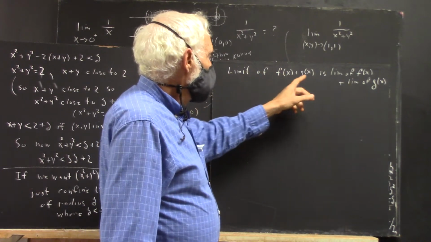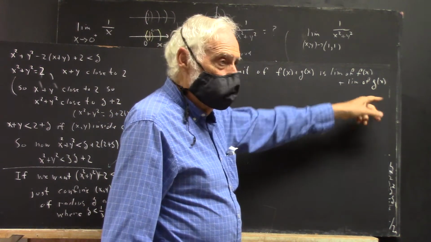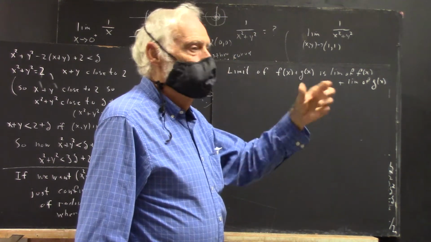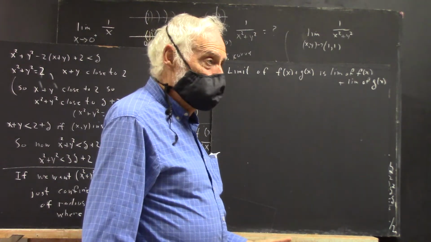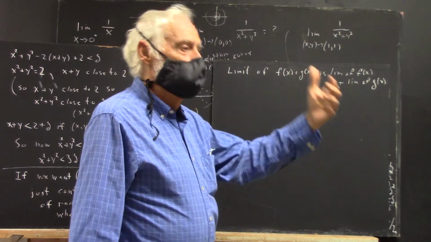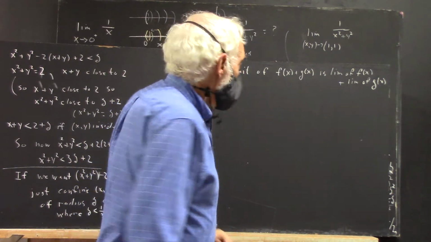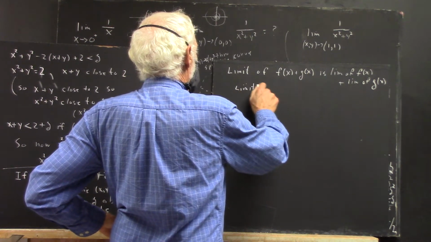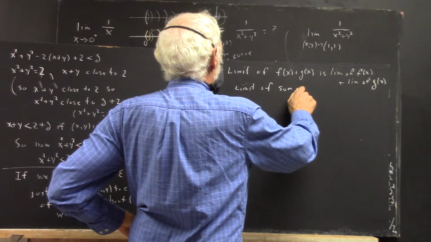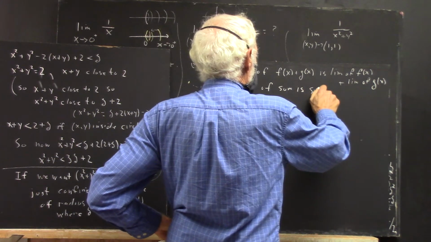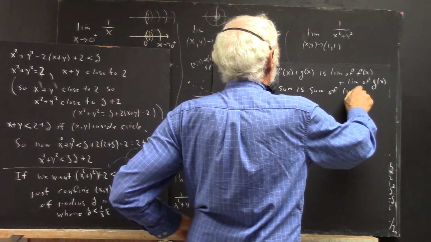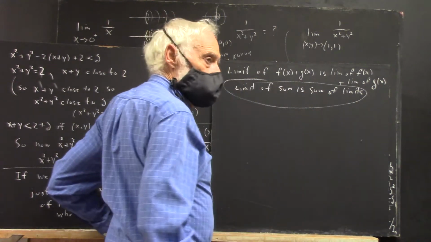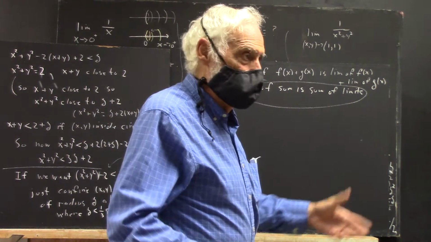But anyhow, the limit of f of x plus g of x is the limit of f of x plus the limit of g of x. Not a rigorous statement. I'd have to say the limit as x goes to a of f of x plus g of x is the limit as x goes to a of f of x plus the limit as x goes to a of g of x. But basically, the limit of the sum is the sum of the limits. A sum of functions.